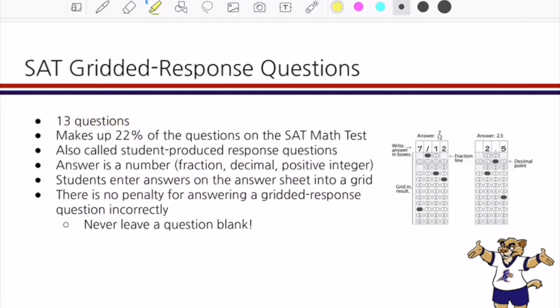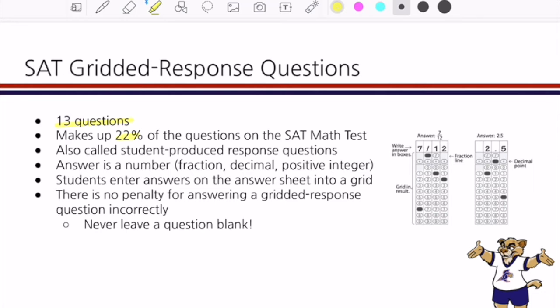The second question type on the SAT math test are what is called gridded response questions. These are also called student-produced response or SPR questions. Out of the 58 questions on the test, 13 of them are gridded response questions, which means that they make up 22%, so a little bit less than 1/4 of the questions on the test.